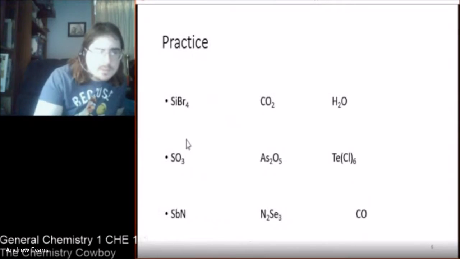So let's just look at some practice. So non-metal and metalloids. So silicon, and because there's 4, tetrabromide. As I said, carbon dioxide. We already did that one. Now, we all know this is water, but if we call this by its name, that would be dihydrogen monoxide.